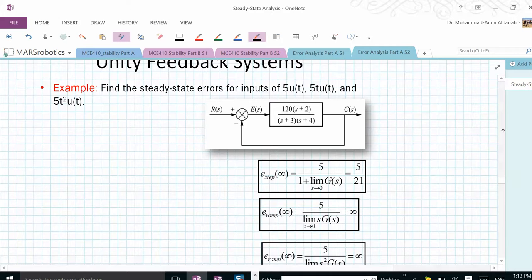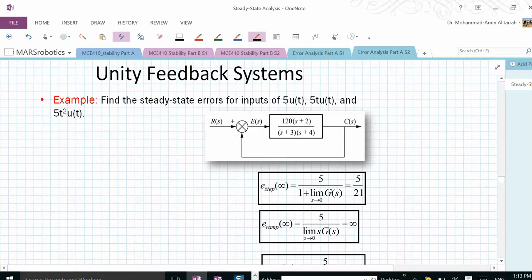I want you to look at this now and see whether we understood what we have. Here we have a plant, and it says find the steady state error for inputs 5u(t), 5tu(t), and 5t squared u(t). So 5u(t) is a step input, right? Magnitude is 5 units, not 1 unit. And then 5 unit ramp inputs, and 5 unit acceleration inputs. So we want to find the steady state error. What is the steady state error to a step input?